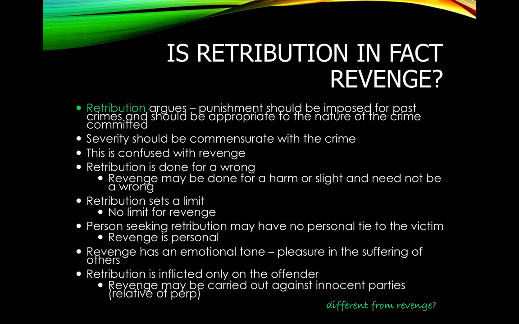Retribution is done for a wrong, whereas revenge may be done for a harm or a slight and doesn't need to necessarily rise to the level of a wrong. Revenge doesn't have any limit. Revenge is personal, and revenge is emotional. Revenge also sometimes is carried out against innocent parties, whereas retribution should only be inflicted upon the offender.